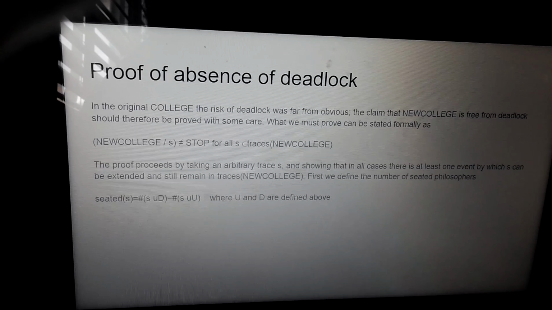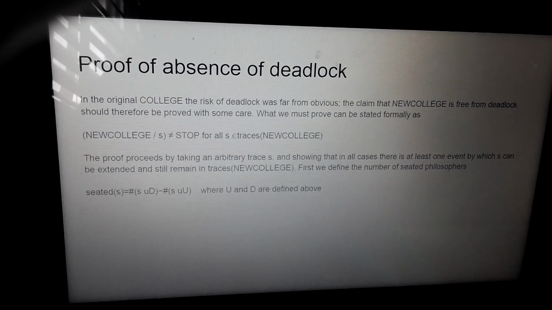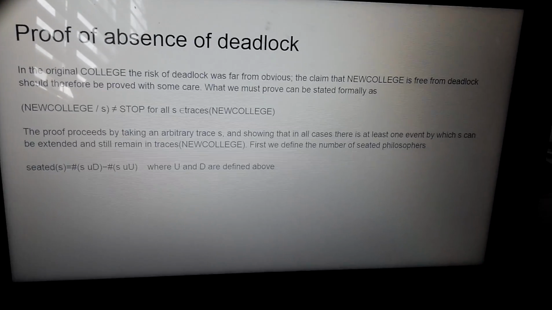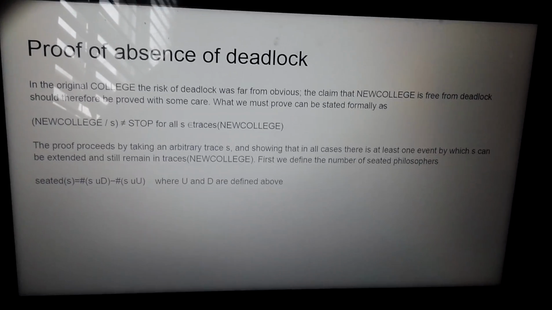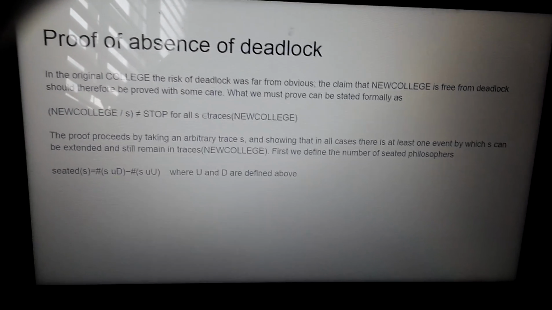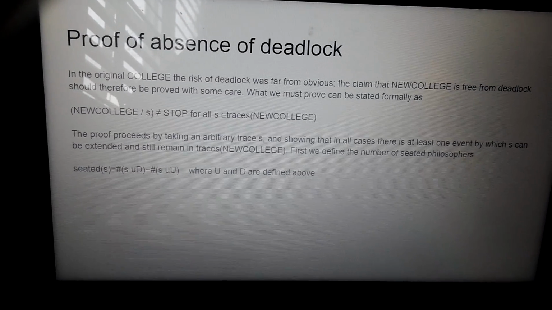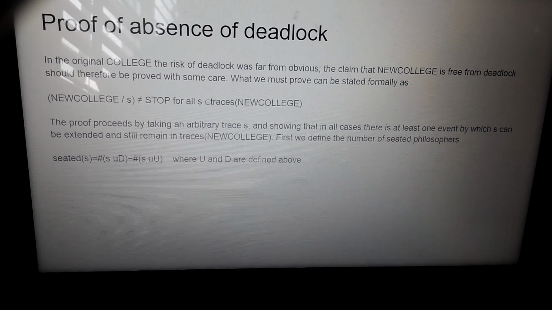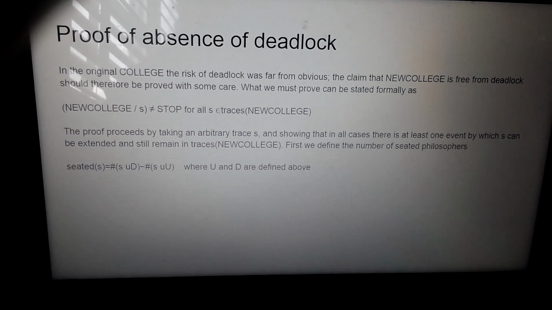There is also proof of absence of deadlock. In the original college, the risk of deadlock was far from obvious. The claim that the new college is free from deadlock should therefore be proved with some care. What we must prove can be stated formally as follows.